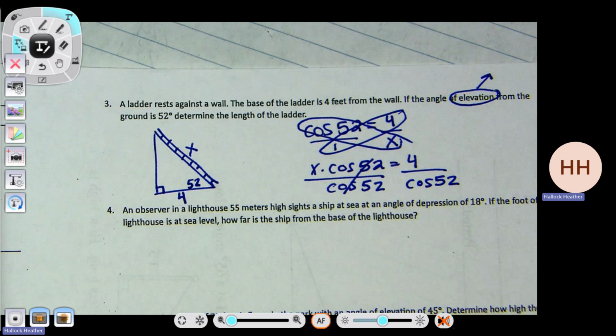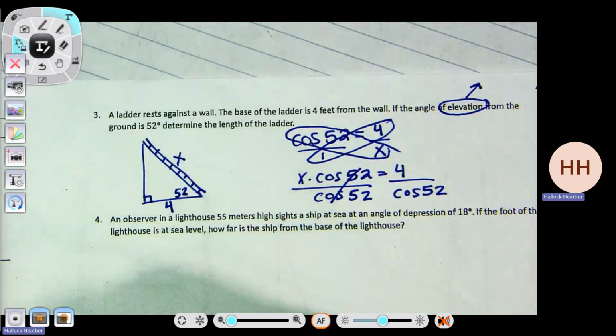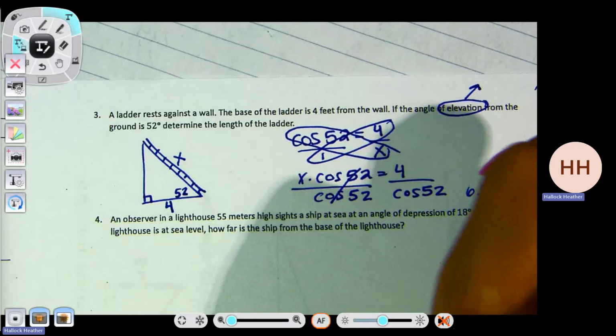Okay, so what do we end up getting for our ladder? It's about 6.5. So this one had the extra step where you had to divide. So make sure you're careful.